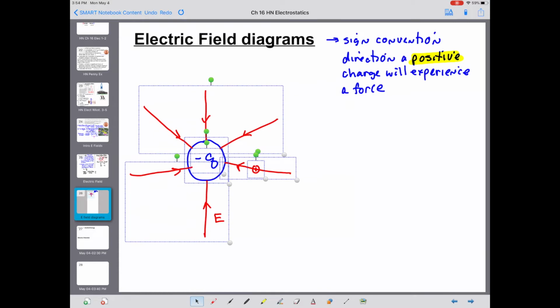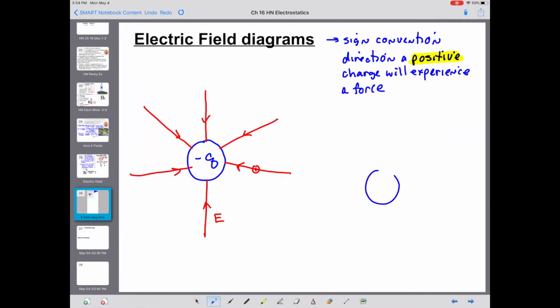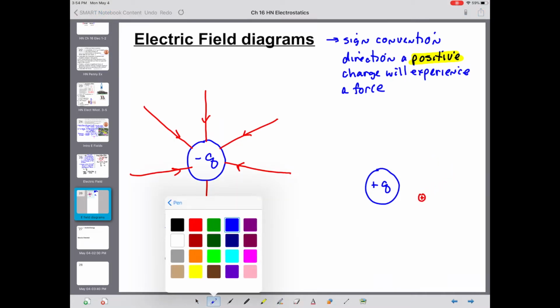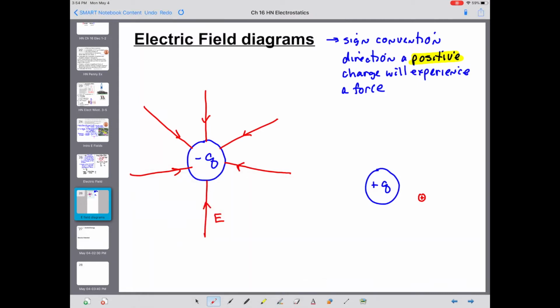By comparison, if I had an object here that was positively charged, I would follow the same method. I would take my little positive test charge and I would imagine it at different locations around the object, and then I would draw arrows that represented the direction of the force. Well, a positive test charge would be repelled away.